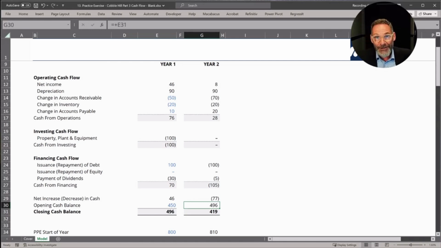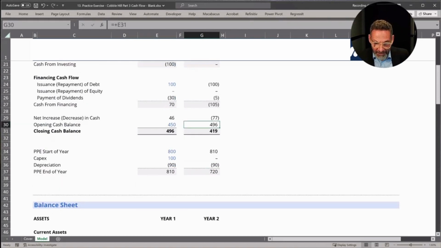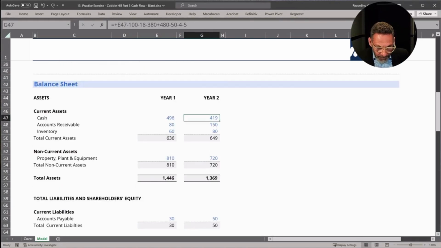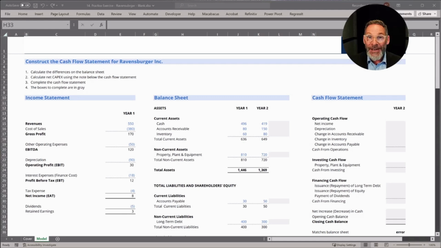Let's do one final check, because the cash flow balance at the end of the year always needs to match what we have on the balance sheet. Let's make sure we have 419 there. And if we go to row number 47, yep, we've got it. We did our cash flow correctly because it matches the cash on the balance sheet.